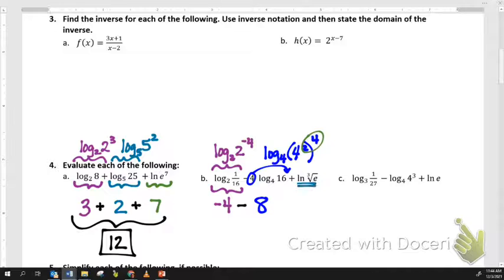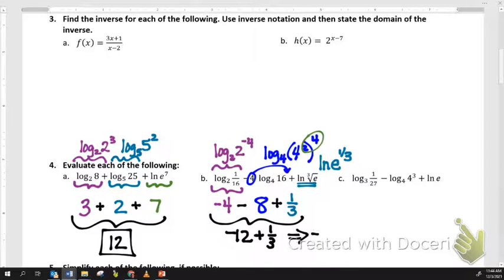What about this last guy over here? One third. Because this would be natural log of e to the 1/3 power. So I've got negative 12 plus 1/3. So negative 11 2/3. How is it 1/3? Because when you have a root, that's a fractional power. The cubed root of something is the same thing as that thing to the 1/3 power.